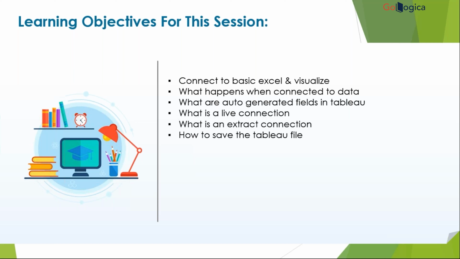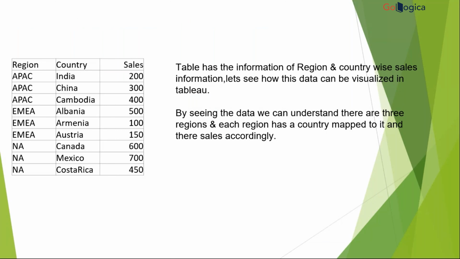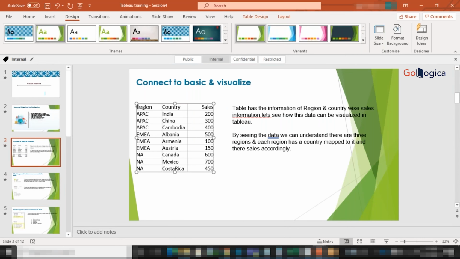And today we are going to discuss what a live and extract connection is and how to save the Tableau file as well. So now let's just create a table like this. A table which has this information of region, and which country that region belongs to. So with this information, we are going to create one data. Now let's just take this data.